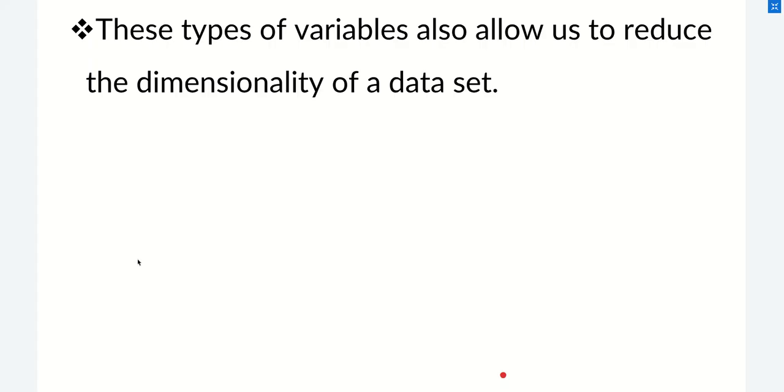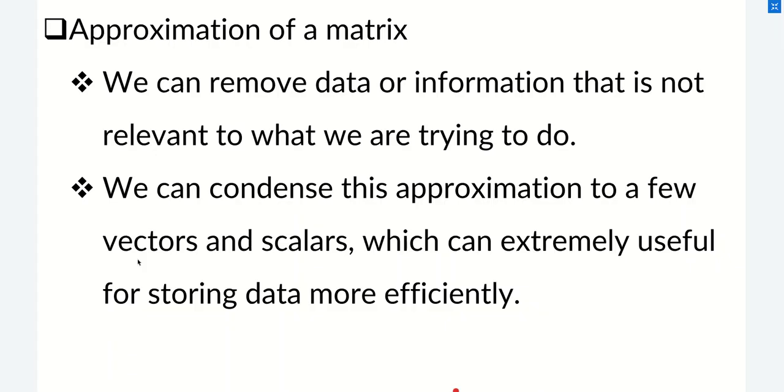Now, this type of variables allow us to reduce dimensionality of data. So we'll talk about this. So let's proceed. The next thing is approximation of matrix. Now we see this in PCA, when we try to reduce the dimension of a matrix.